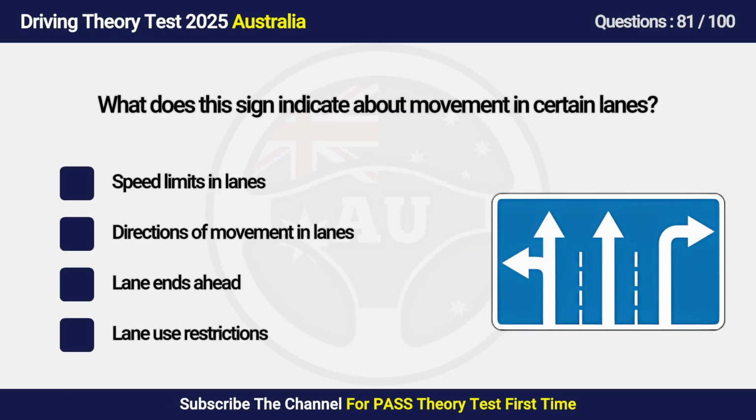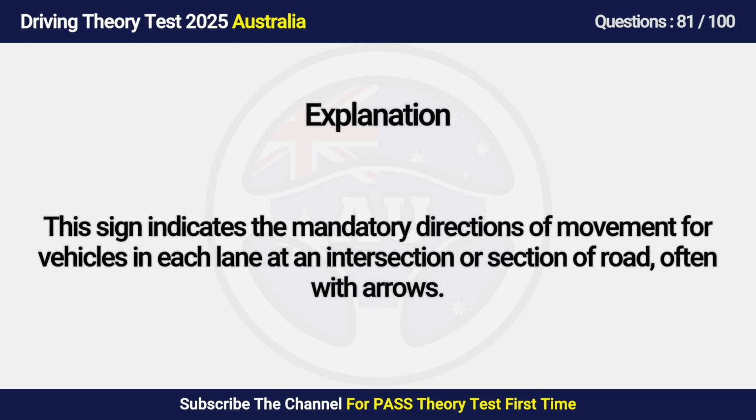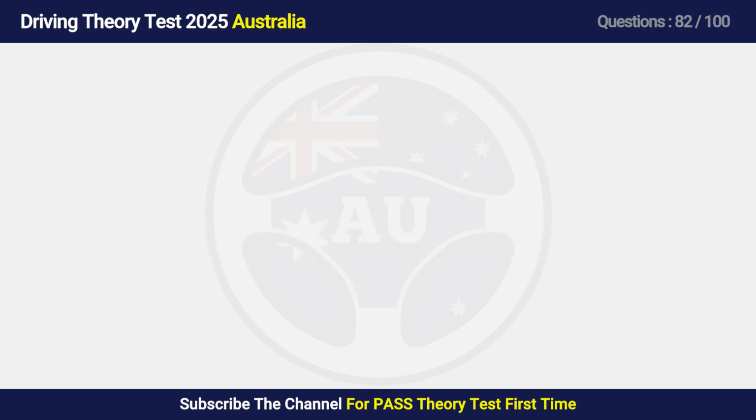Question 81. What does this sign indicate about movement in certain lanes? A. Speed limits in lanes. B. Direction of movement in lanes. C. Lane ends ahead. D. Lane use restrictions. Answer is B. Direction of movement in lanes. This sign indicates the mandatory directions of movement for vehicles in each lane at an intersection or section of road, often with arrows.